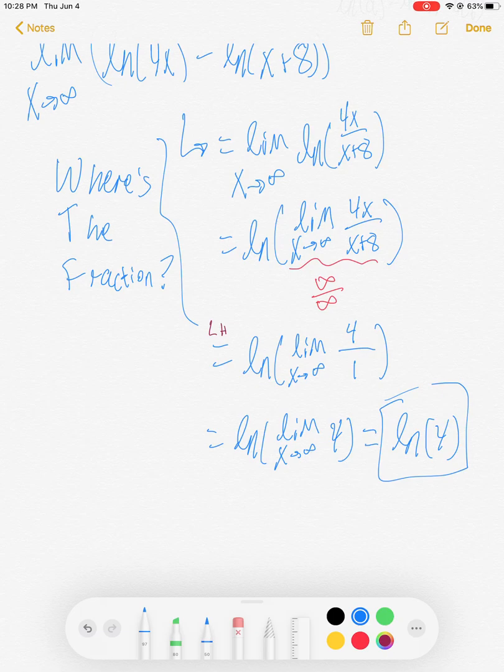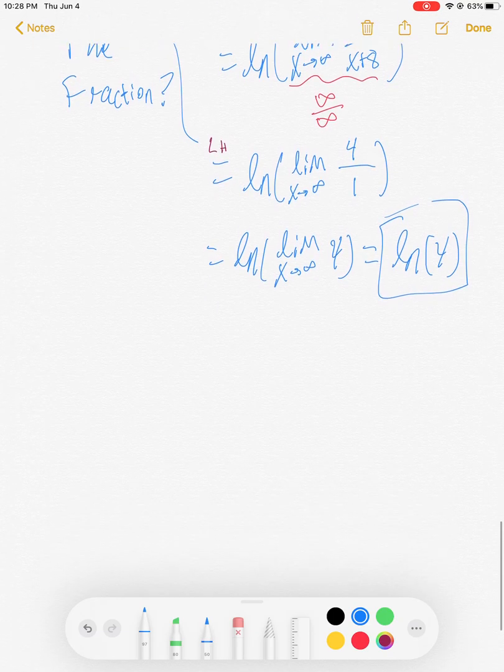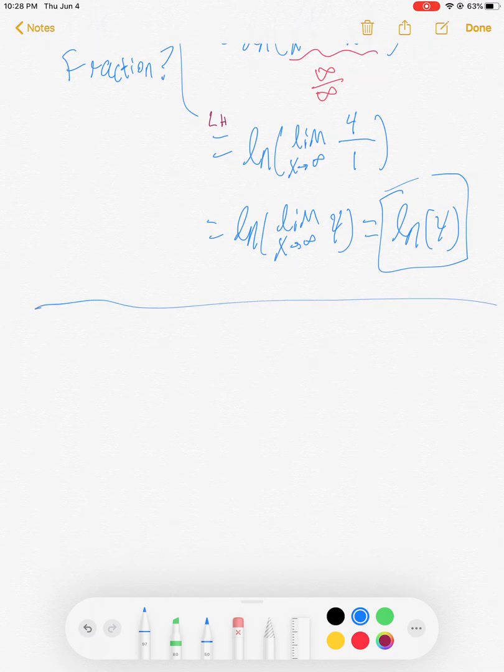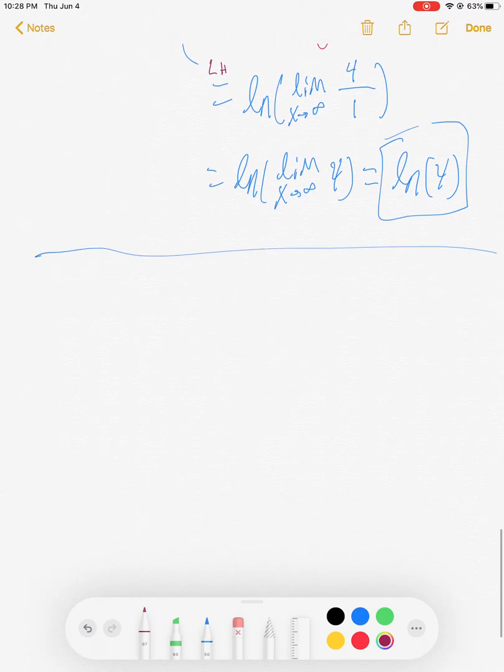But we can use our fancy logarithm rules to give us a fraction, which we can hit with L'Hopital's rule then. And then from there, the actual application wasn't so bad because both of these derivatives, the numerator and denominator, were fairly straightforward.